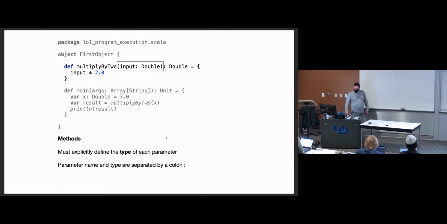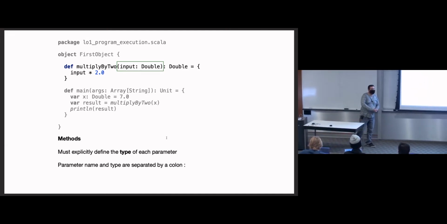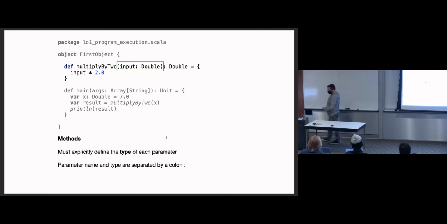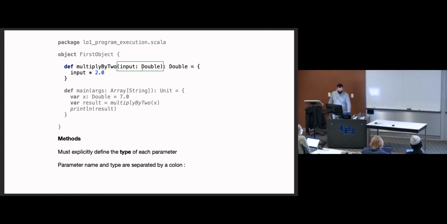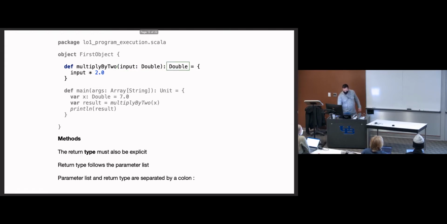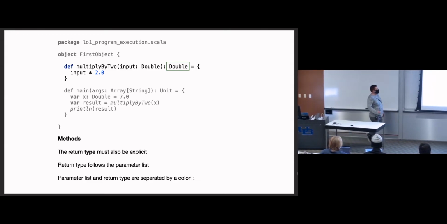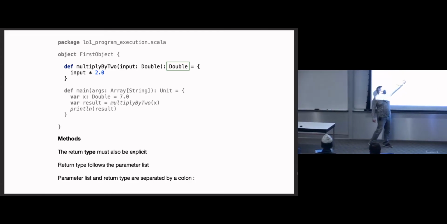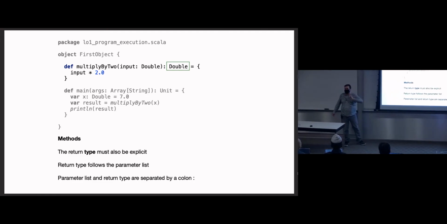So your inputs have to have a defined type. Every parameter to a method has to have its type defined. And we do that with the syntax: name, colon, type. Name, colon, type. We also have to have a return type on every method. So after the parameter list, after your closing paren, you're going to have another colon, which tells Scala, hey, I'm about to tell you the return type of this method.